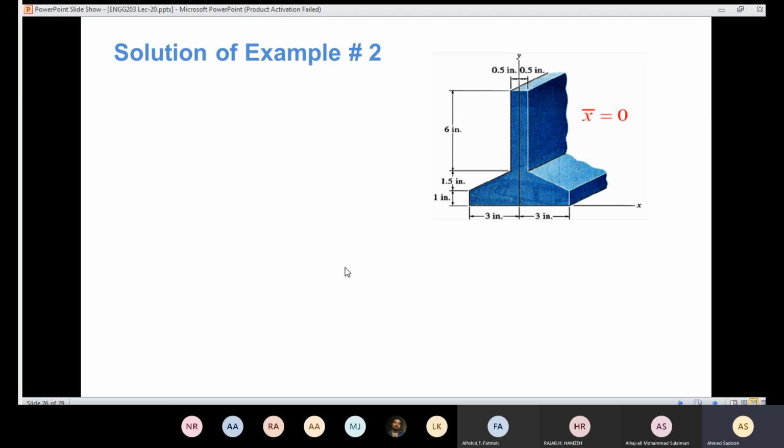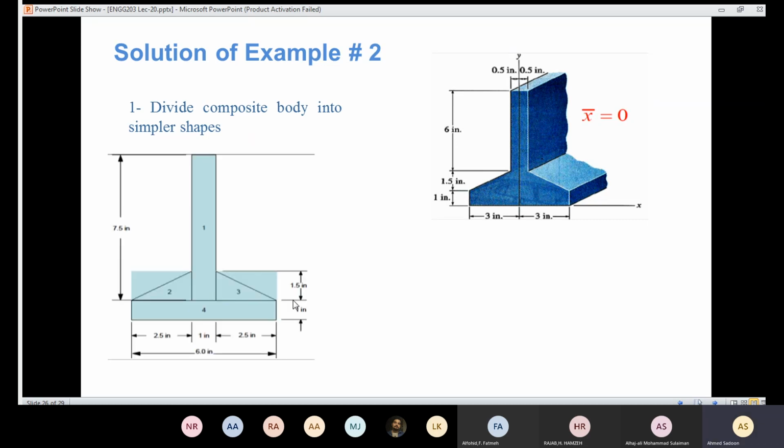So now let's discuss the first step that needs to be done. The first step, we need to divide the composite body into simpler shapes. So I have a composite body, and I need to divide it into simpler shapes. Like I said, we have more than one solution for that. In this case, I'm going to divide it into 4 parts: part 1, part 2, part 3, and part 4. So I divided the composite body into 4 separate parts.